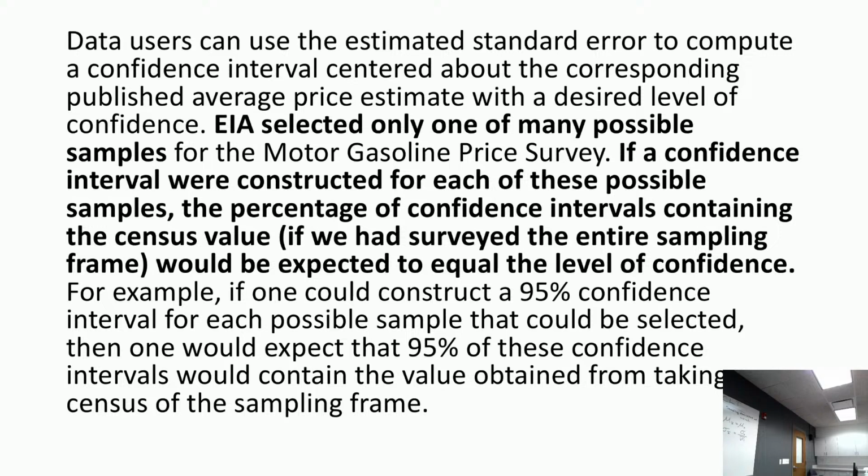Okay, so this is from the government, getting this motor gasoline price. But here's the cool part: if a confidence interval were constructed for every one of those samples, the ones from the previous thing, the percentage of confidence intervals containing the census value, the truth, would be expected to equal the level of confidence. In other words, if you construct a 95% confidence interval, 95% of all samples would contain the truth for that particular variable or parameter. I just found that to be fascinating.